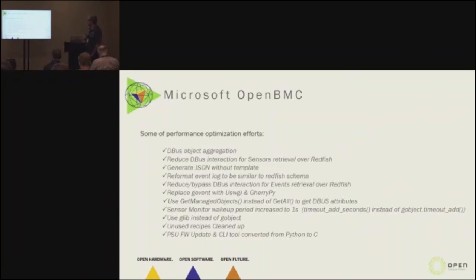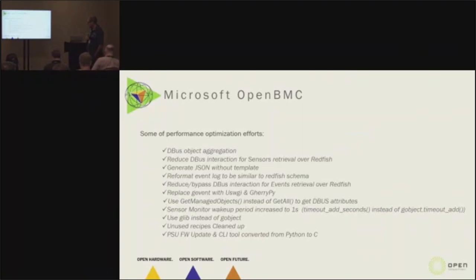And the other thing, the methods to get the DBus attributes: we applied some changes to the APIs and improved in that area. The other thing was sensor monitoring. For us, the requirement was to collect the sensor data every second. But we noticed that the sensor monitoring task was waking up every millisecond, and again, it creates some impact on CPU usage that affects the other services we have. So we made some updates in that area, and we also cleaned up some unused recipes.